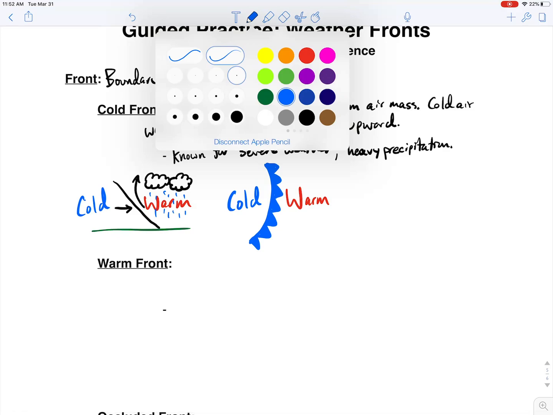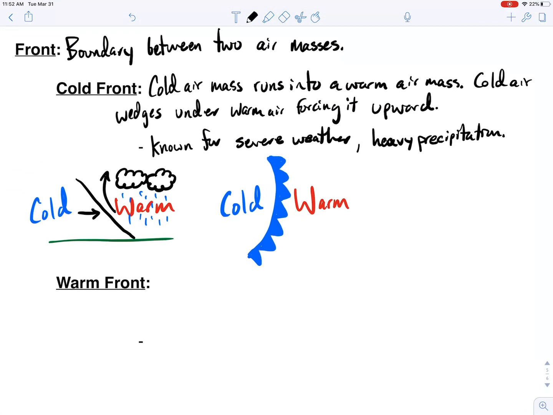Let's look at the opposite here. Let's look at a warm front. So in a warm front, let's go back and we'll use black again for our font. In a warm front, a warm air mass runs into a cold air mass.